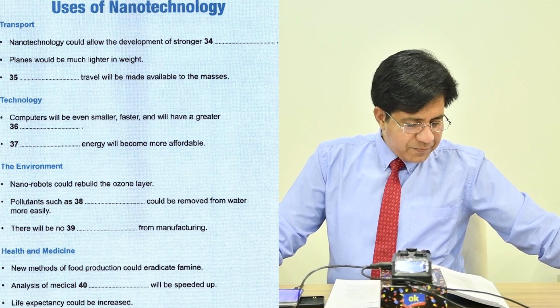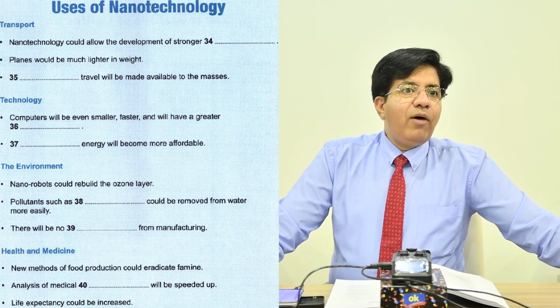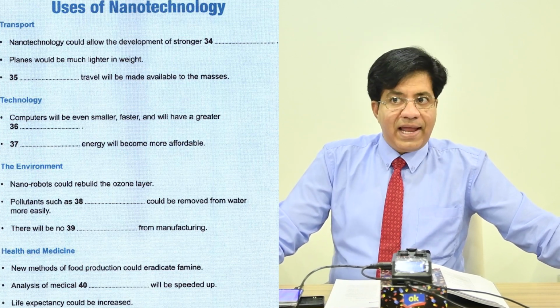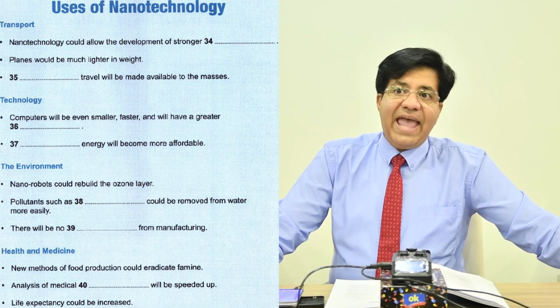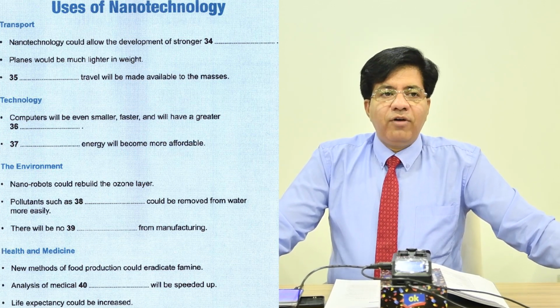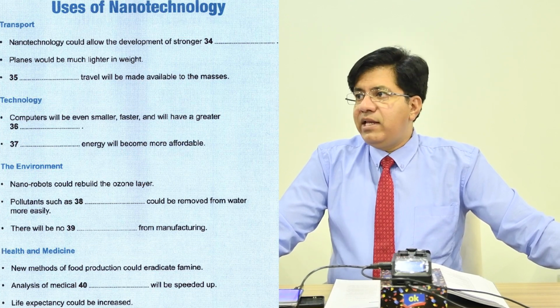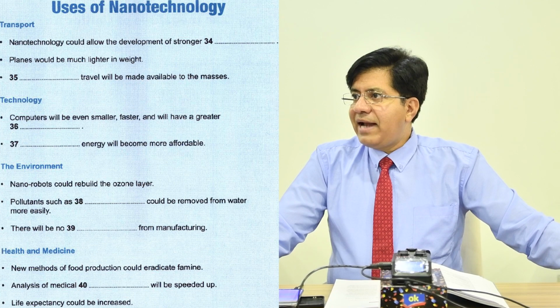Question number 39. There will be no, underline will be no. Okay, now listen carefully. Will be no, underline that and write there wouldn't be any. For will they use would. And for will be no, for that they use wouldn't be any. There wouldn't be any security guard at 11 o'clock.